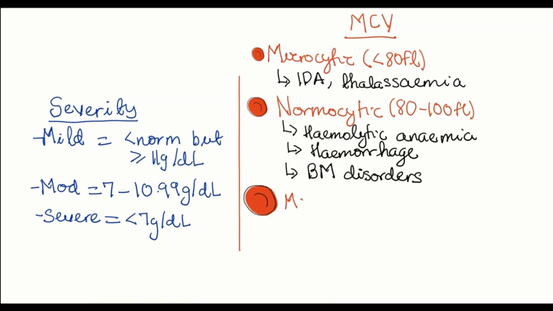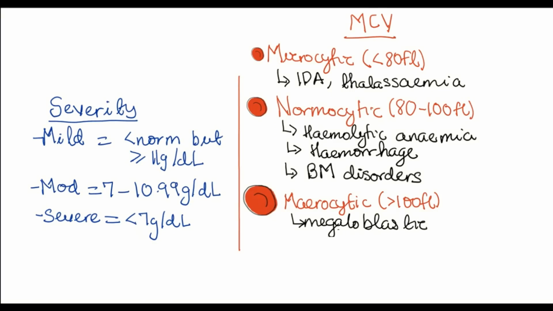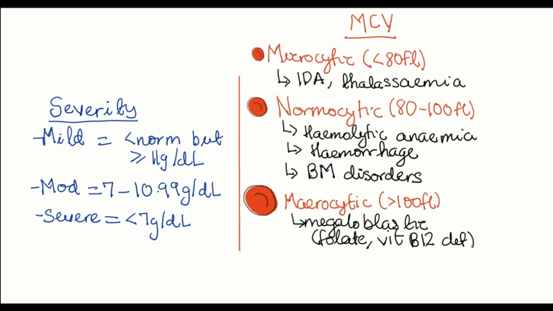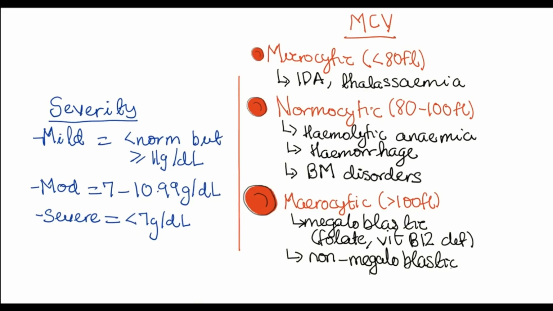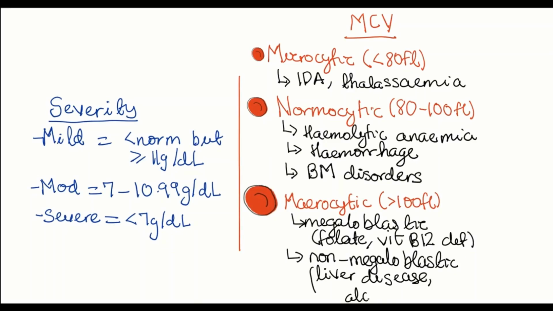In macrocytic anemia, the MCV is greater than 100 femtoliter, so it's a large cell. And in this case, it can be classified as megaloblastic anemia if hypersegmented neutrophils are present. Some causes of megaloblastic anemia include folate deficiency and vitamin B12 deficiency. On the other hand, macrocytic anemia can be said to be non-megaloblastic if hypersegmented neutrophils are absent, and this is seen in liver disease or alcohol use.